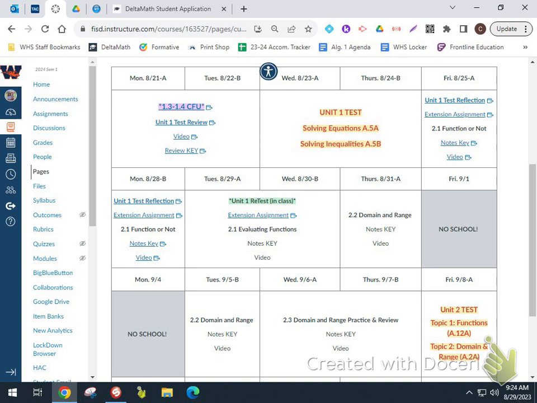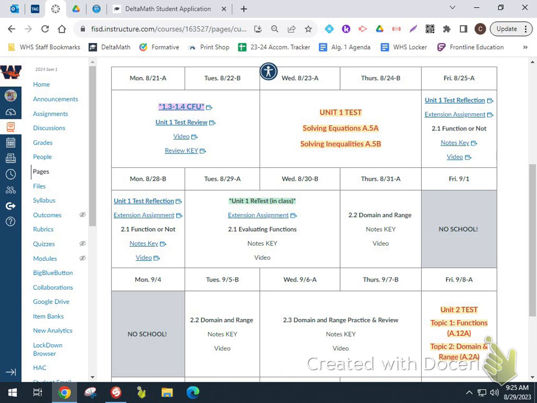We're going to talk about evaluating functions today. It's going to take a little bit longer than function or not because there's just a little more to it, but we can handle it, and then we'll finish up that 2.1 Delta Math today. I think it's maybe like 5 more problems. And then the next 2 classes are going to be about domain and range.